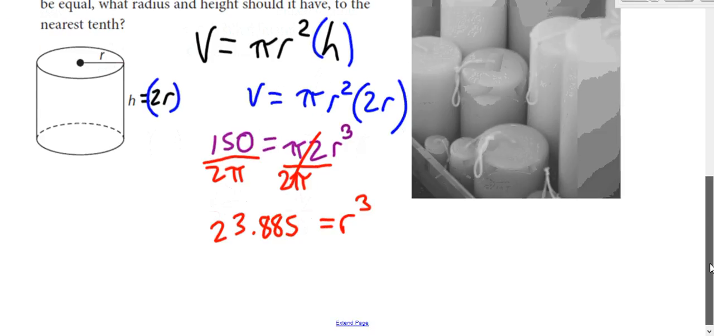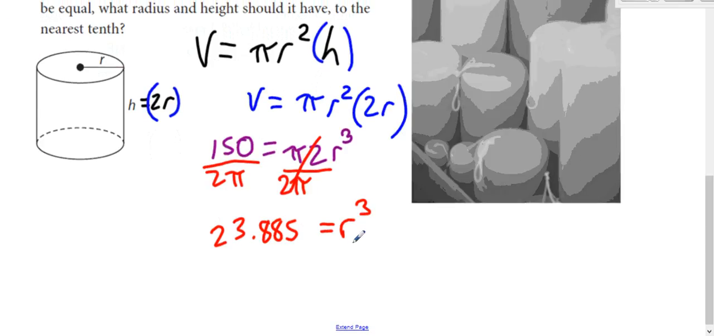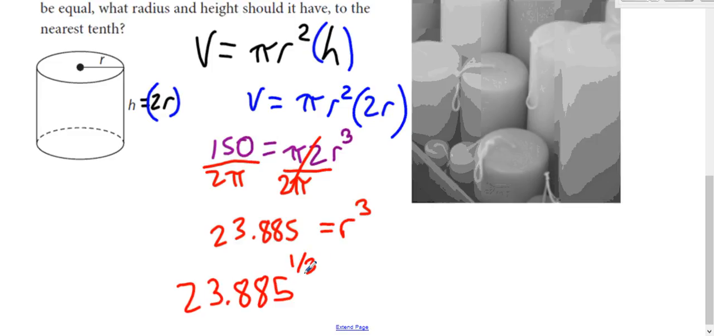So we need the cube root to solve this out. We need the cube root of 23.885. The easiest way to do that, in my opinion, is you take that exponent and you just do the reciprocal exponent on the other side. To get rid of a cube, you do the 1/3 power. That's the easiest way to type it in on the calculator, I think. So 23.885 to the power. Just make sure you put parentheses around your exponent of 1/3.